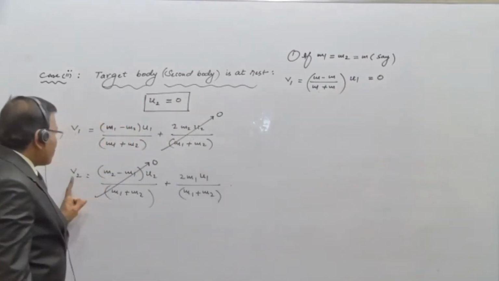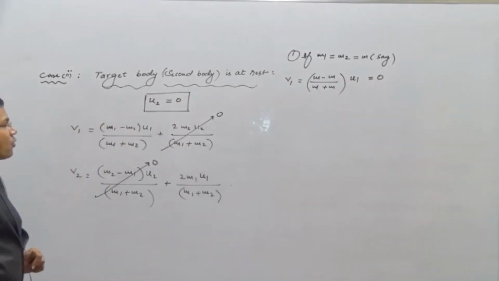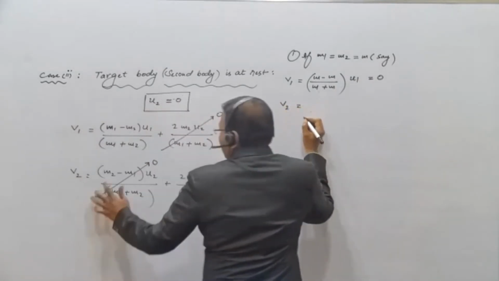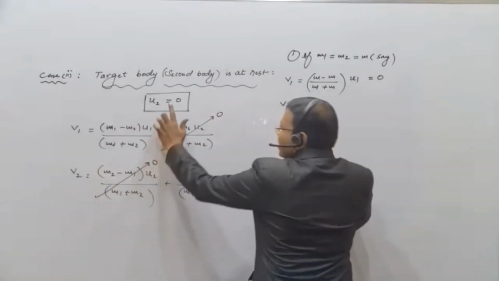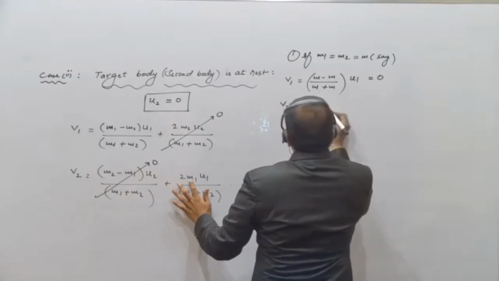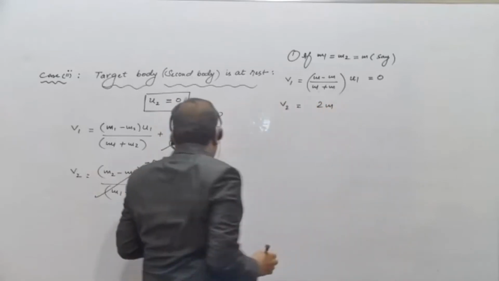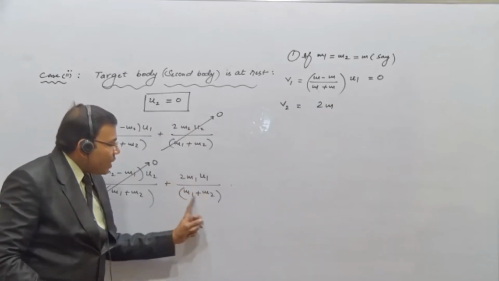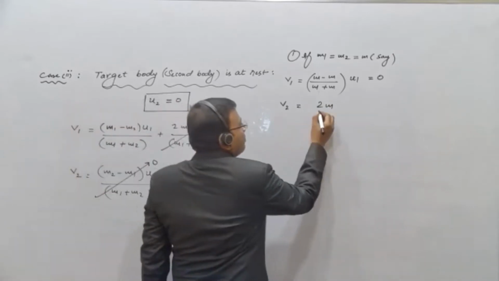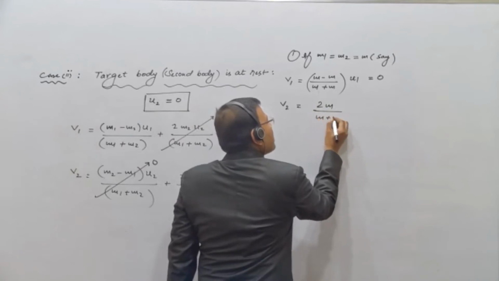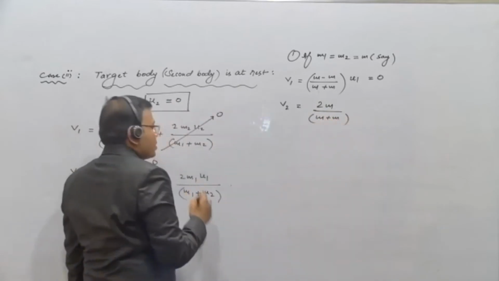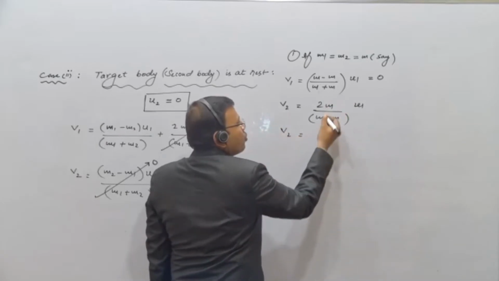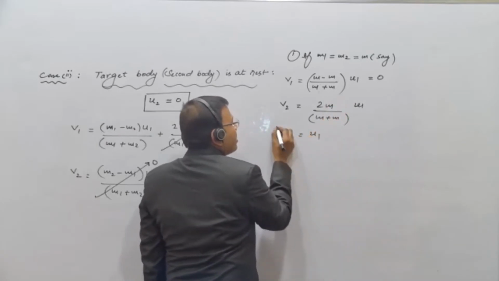Now v1 is 0. Let us go for v2. What is this v2? v2 is equal to, this part is 0 because the second target body is at rest. So let us go with this. This is 2m. m1 and m2 both are equal to m. So therefore 2m by m plus m into u1. So what we are getting? v2 is equal to 2m by 2m gets cancelled, and here it is u1.